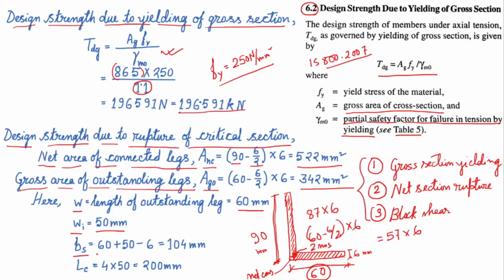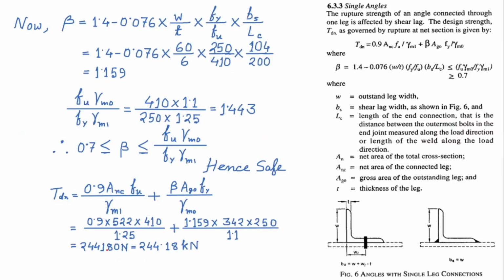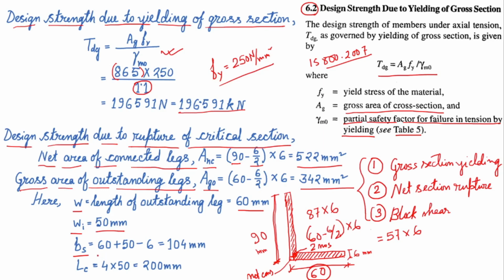Then BS, which is 60 plus 50 minus 6. What is a BS? Here it is shown, BS equal W plus WI minus T. Okay. So its definition is given, shear leg width as shown in figure 6. So if you put the values of W, WI and T, W is 60 mm, WI is 50 mm, and thickness of the angle is 6 mm. So BS will be calculated as 104 mm.